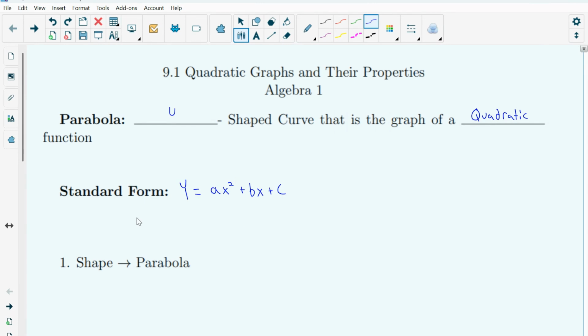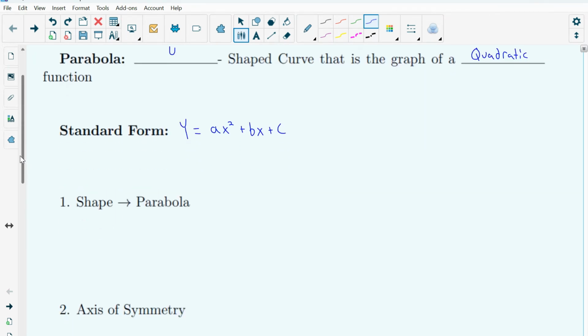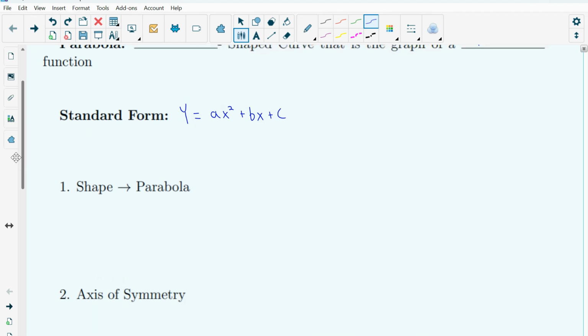So the first property of a quadratic graph that we're going to look at is the shape of the parabola. So the shape has many factors that will affect it, but the main one of those being the leading coefficient, or the a value. So if the a value is greater than 0, then that tells us that our parabola is going to open up. If our a value is less than 0, that tells us that our parabola is going to open down.